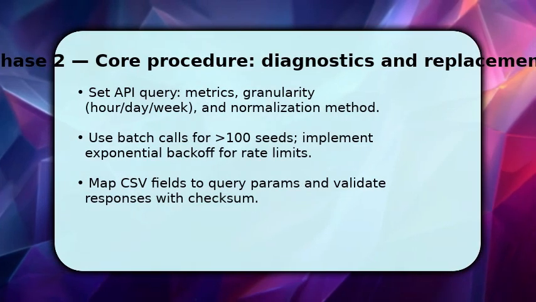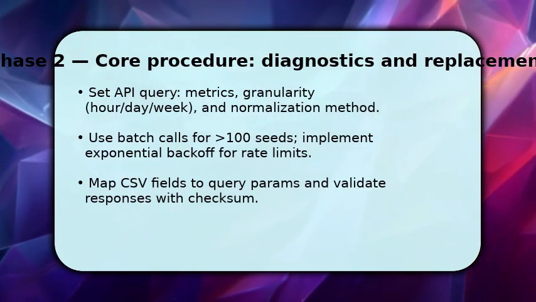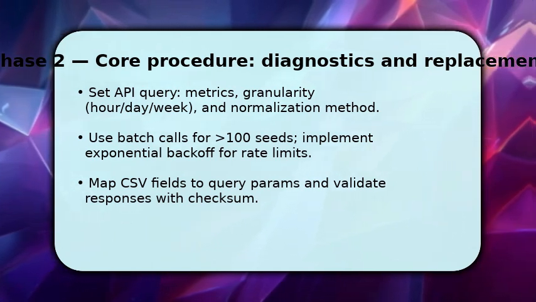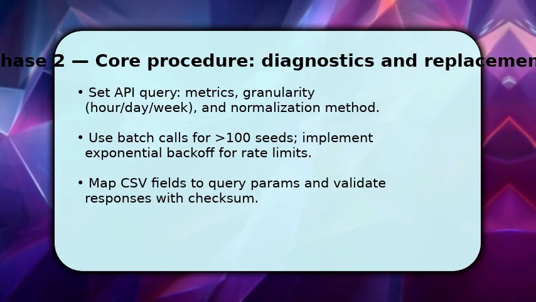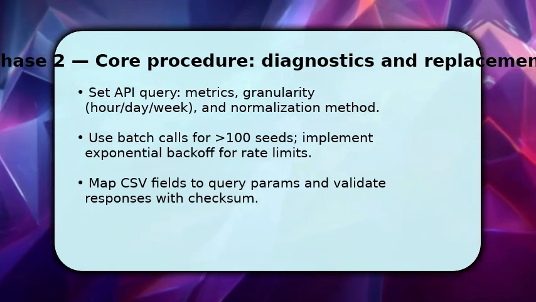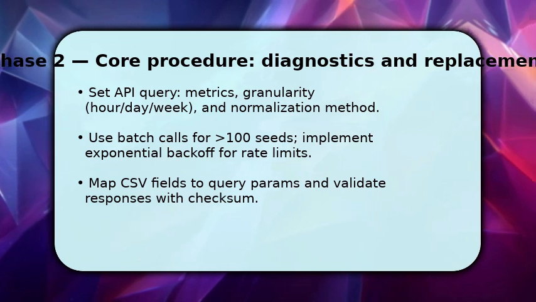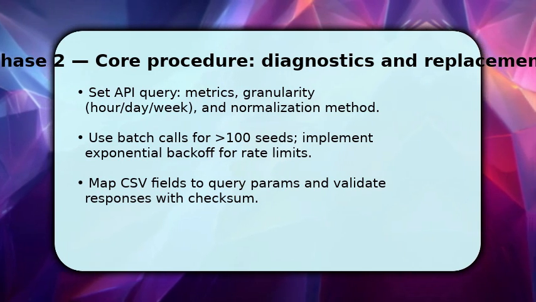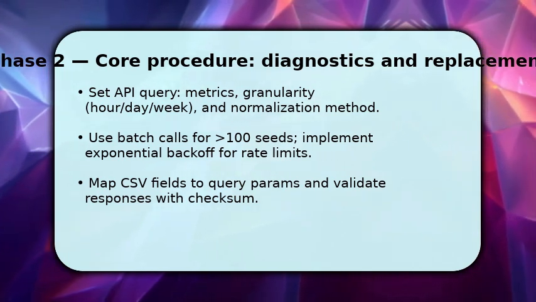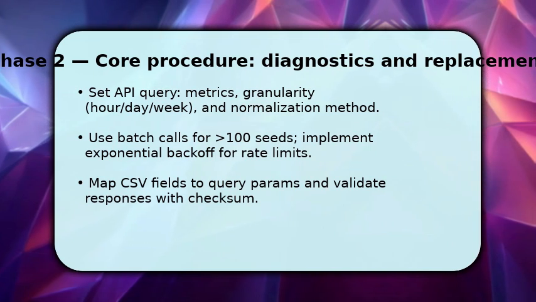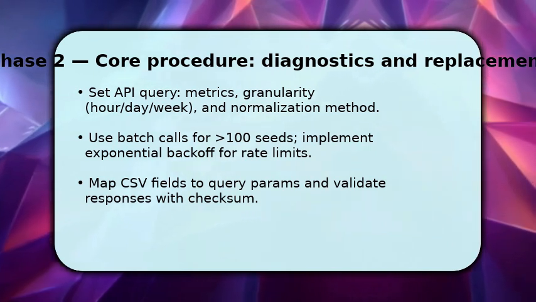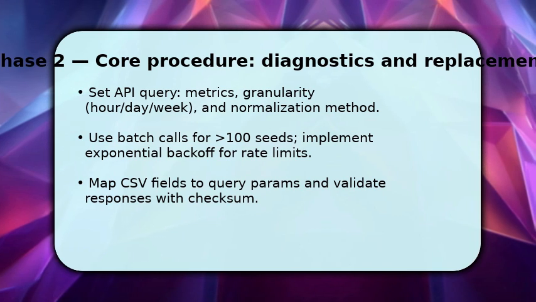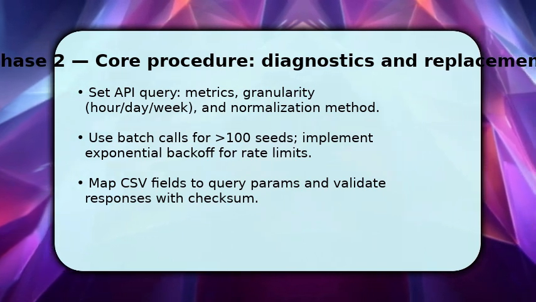You now configure the pipeline. Set the API query fields, metrics, granularity, and normalization method because they determine how Gemini computes trend scores. Then map your CSV fields to query parameters and run a small validation batch to confirm outputs. If handling many seeds, use batch calls and implement exponential backoff to avoid rate limits. Once the first responses look correct, scale up. Make sure to log request ID and checksums so you can reconcile missing or duplicated records later.